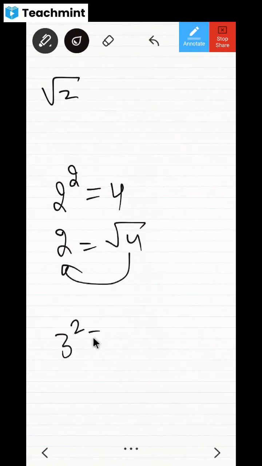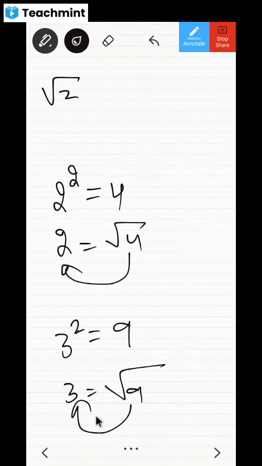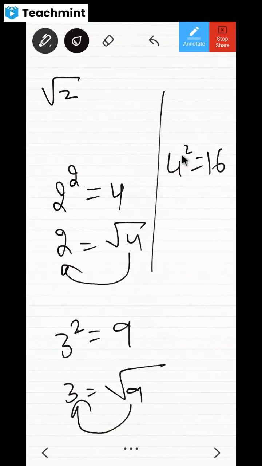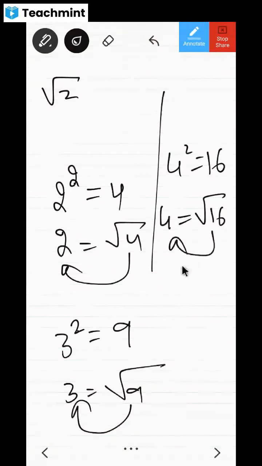And 3 square means what is this? 9. If you send this square to that side, it becomes square root. So 3 is equal to square root of 9. Square root of 9 means 3 you are saying. Correct, Mallu? And 4 square is equal to what? Yes, sir, 16. So if you send this square to that side, it becomes square root, and you are saying square root of 16 is 4.